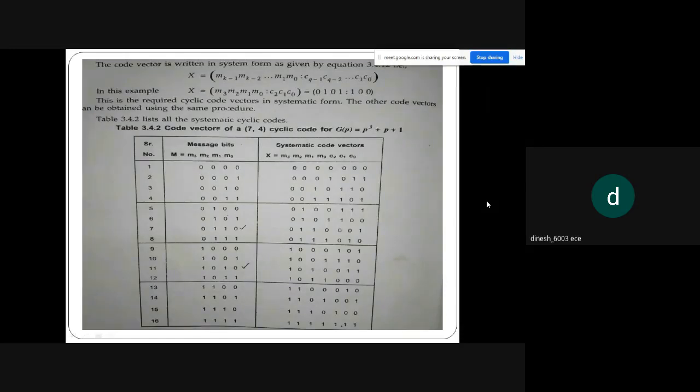In non-systematic codes, we don't know where the check bits are present in the messages; it will be jumbled. Whereas in systematic codes, we can easily identify that the last sequence of bits, depending upon the question, is where the check bits are present.